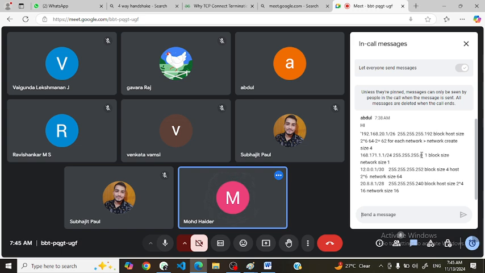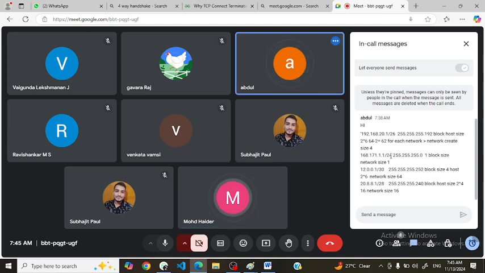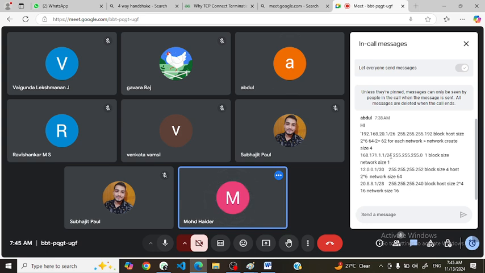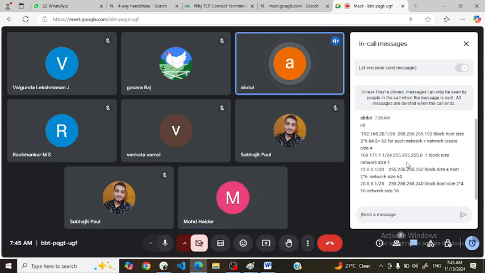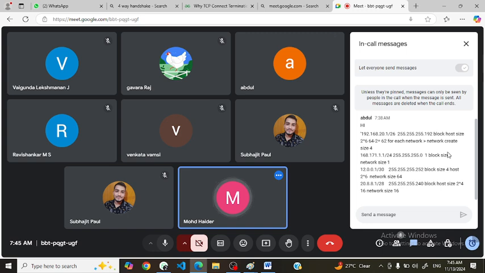Okay. Suppose I am giving here only 16, then the CIDR value will be 16. The default CIDR value for the class B network is 16, so the given value minus the default CIDR value will be 16 minus 16, and it will be 0. Are you getting my point? So 2 to the power 0 is equal to 1 at that time.